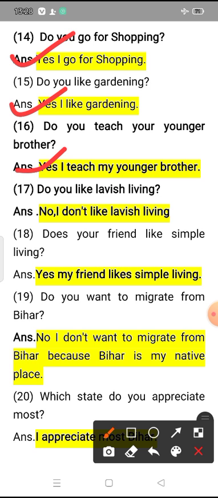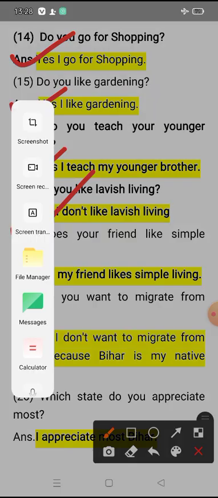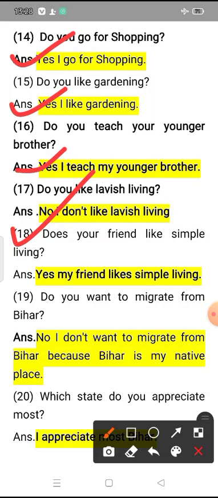Your 18 number question is: does your friend like simple living? So if your friend likes simple living, then you can say yes, my friend likes simple living, and I also like simple living.